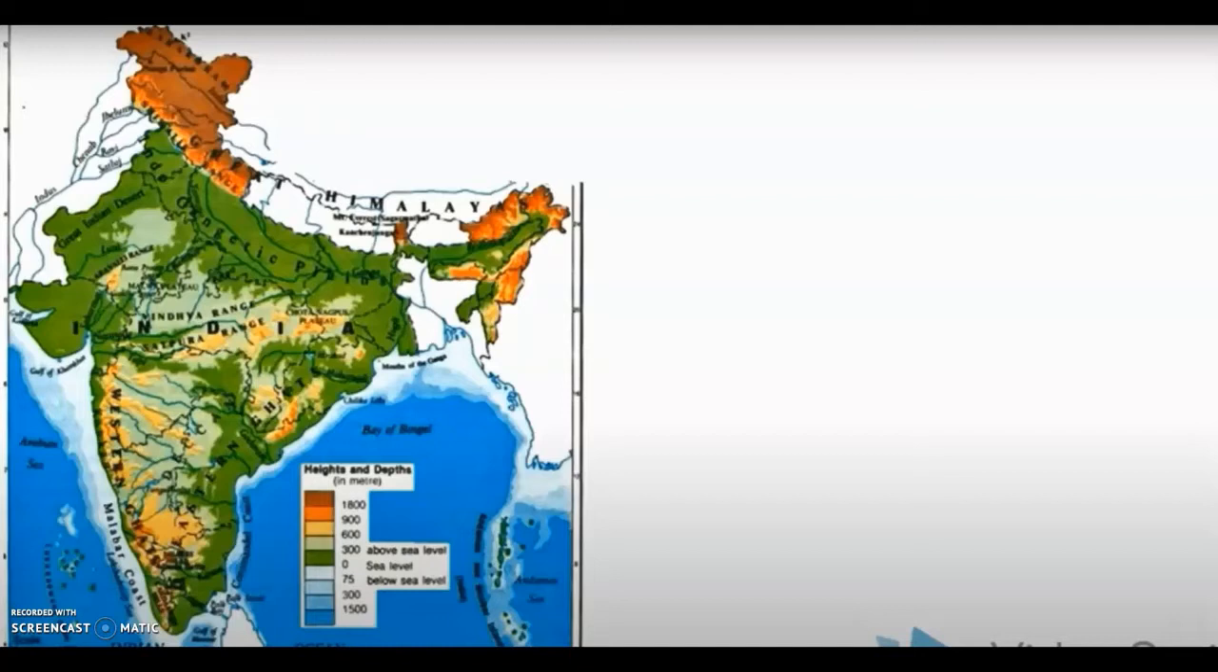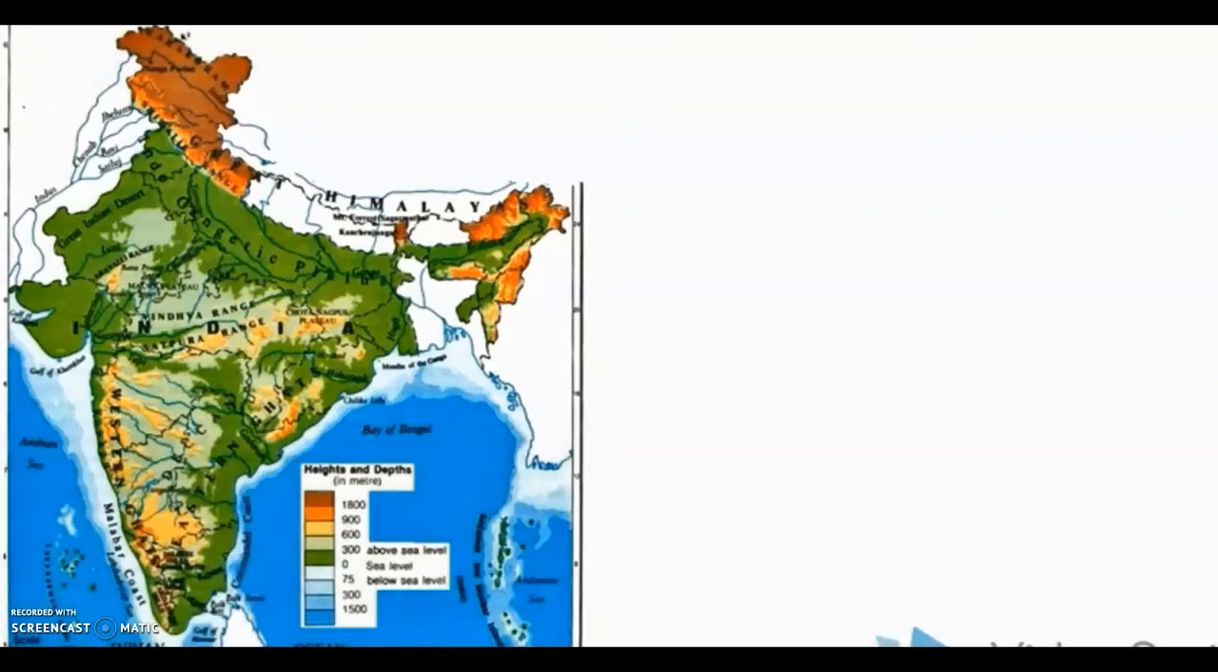Children, today we would focus on the physical divisions of our country. India is marked by a diversity of physical features such as mountains, plateaus, plains, coasts, and islands. Standing as sentinels in the north are the lofty snow-capped Himalayas. Him plus Alaya mean the abode of snow.